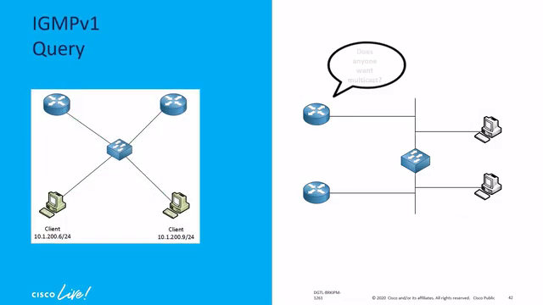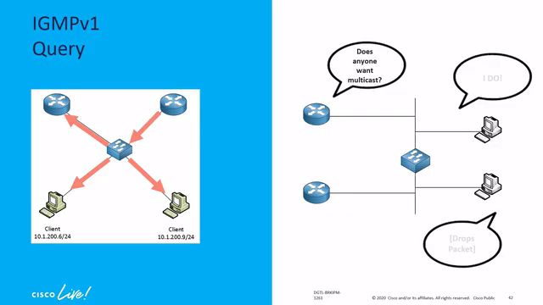Now, the query in version 1, again, the multicast querier is going to send out a query onto the wire saying, does anyone want to receive multicast? And then it triggers a report from the interested receivers. Now, the non-interested receivers still receive the report, they just discard it.